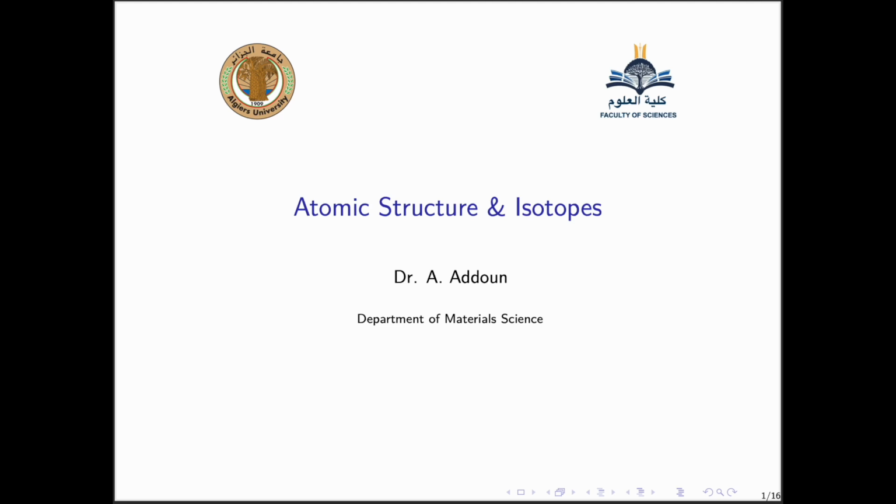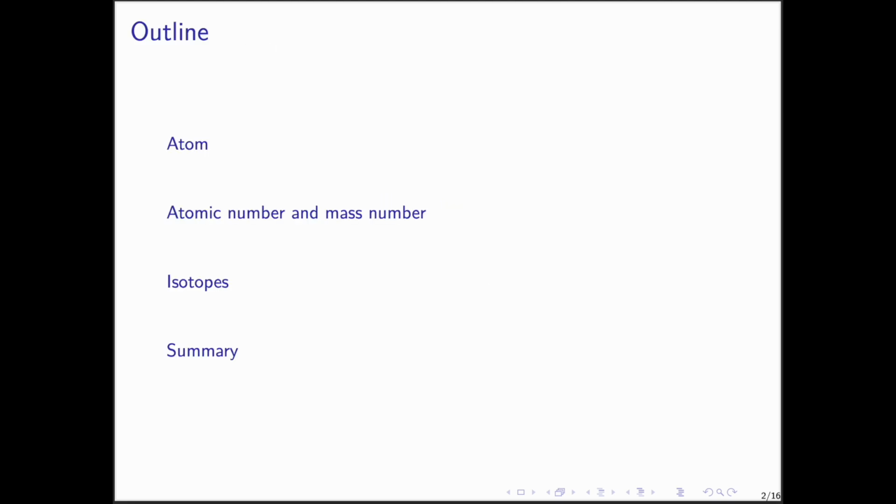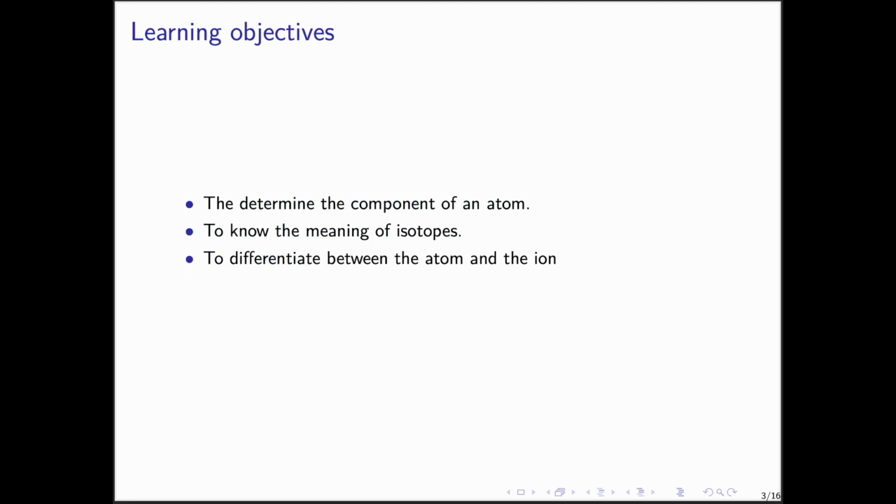In this lesson, we're going to explore the structure of the atom and the concept of isotopes. By the end of the session, you'll be able to identify the main components of an atom, what makes up the smallest unit of matter, explain the meaning of isotopes, which are atoms of the same element that differ slightly in their composition, and finally, distinguish between an atom and an ion, since ions are key to understanding how matter behaves. Let's begin with the concept of the atom.